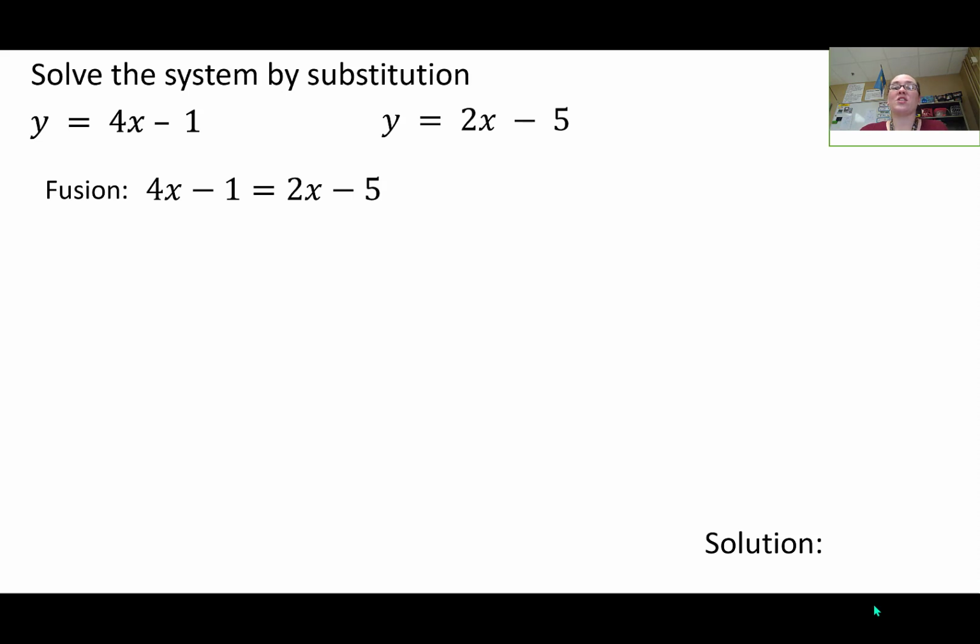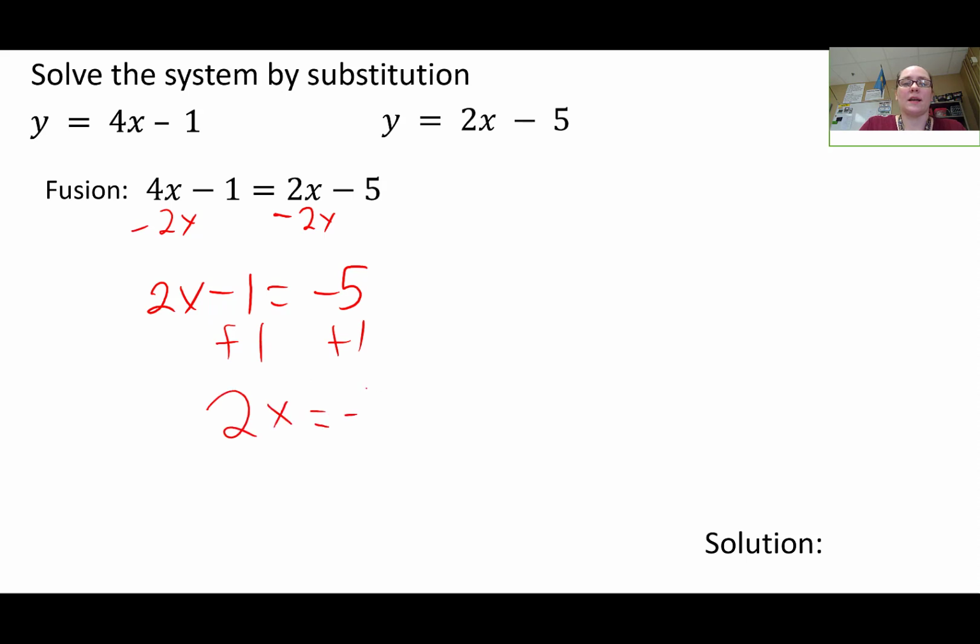Now I've got an equation that I can solve for x. I need to get my variable on the same side, so I'm going to subtract 2x on both sides, giving me 2x minus 1 equals negative 5. Add 1 to both sides, giving me 2x equals negative 4. Divide both sides by 2, giving me x equals negative 2. Now that's just the x value of my point. That's not the y value.